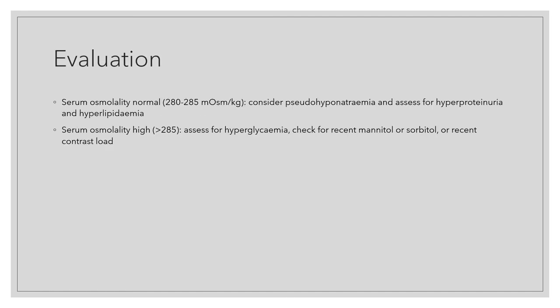Now, evaluation. So you start off by looking at the serum osmolality. Now, if the serum osmolality is normal, then you consider pseudohyponatremia, in which case you assess for hyperproteinemia and hyperlipidemia. And if one of those is elevated, then you've got your cause. If the serum osmolality is high, look for hyperglycemia and check for recent mannitol or sorbitol or recent contrast load, as this might be from osmotic diuresis.